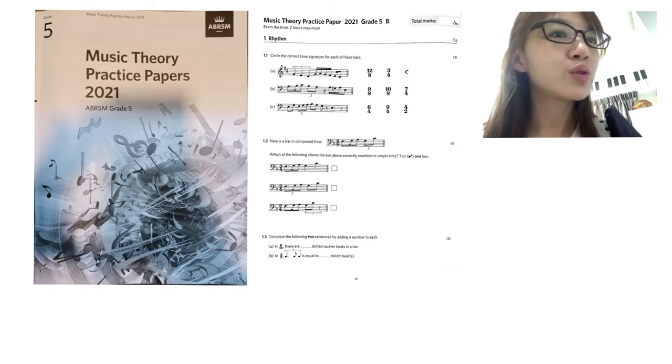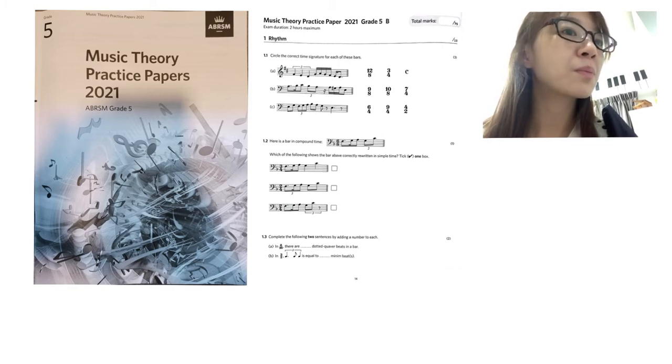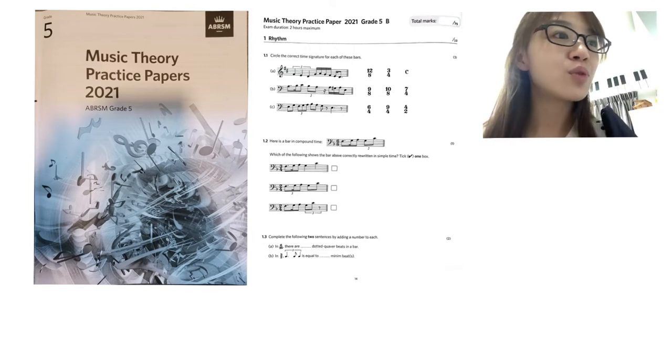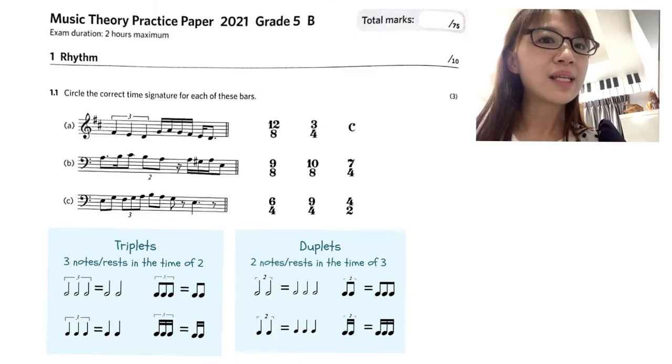And today we are going to have a walkthrough about the music theory practice paper 2021 paper B, and from this YouTube tutorial you could find all the questions with explanation. Now let's look at question 1.1. Circle the correct time signature for each of these bars.